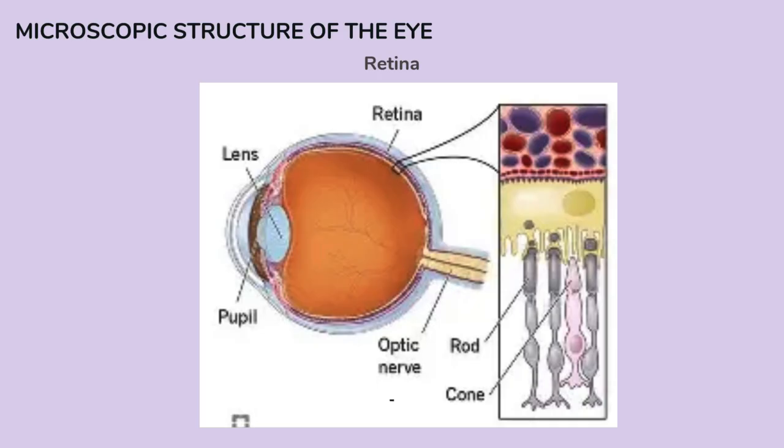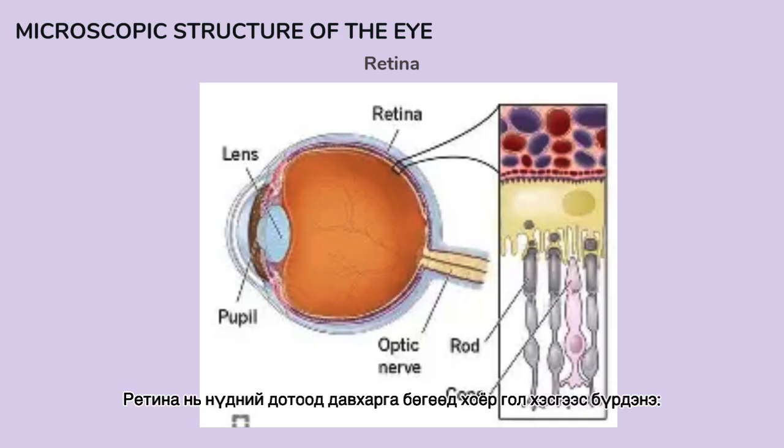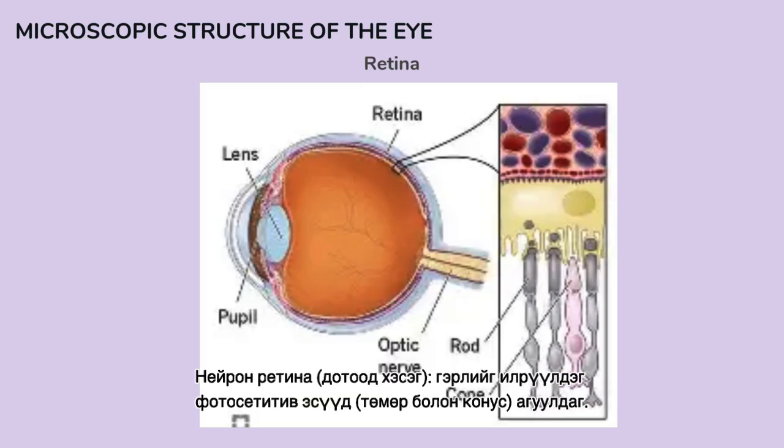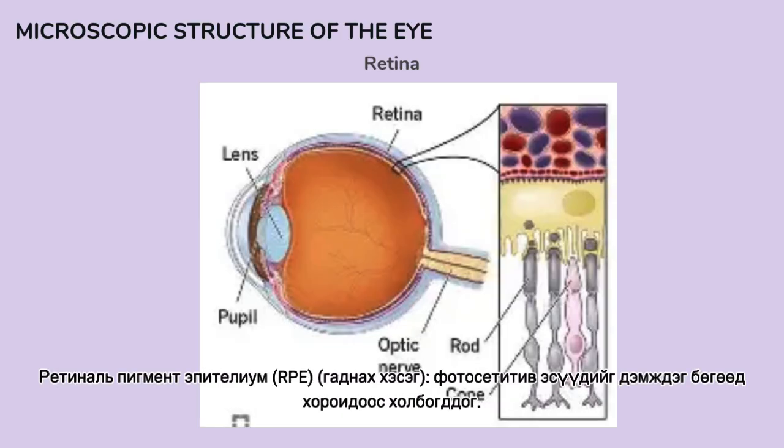So let's move on to the retina. The retina is the inner layer of the eye, and it has two main parts. The neuroretina, which is the inner part, contains photoreceptor cells, which are rods and cones that detect light, and the retinal pigment epithelium, which is the outer part, supports the photoreceptors and is attached to the choroid.